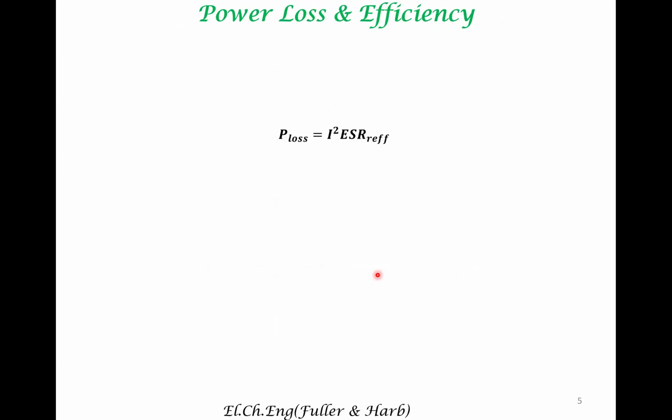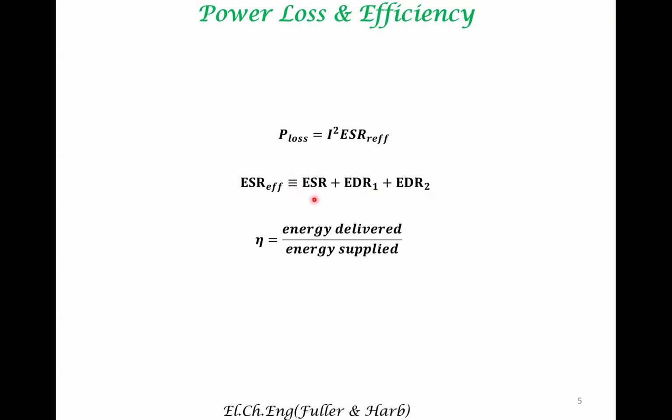So the last issue we would like to address is power loss. This is given by a simple formula, which you must have seen in your previous classes in high school, I squared R. Again, the series resistance contains contributions from the two electrodes, as well as from other components, mainly the separator.